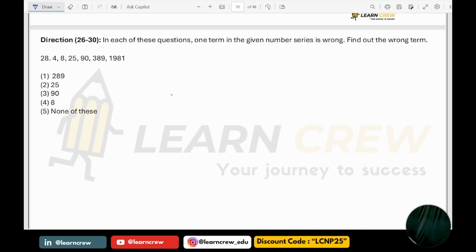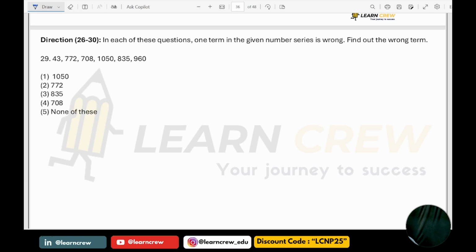Next, 4, 8, 25. So 4 into 1, 4 plus 2 square is 8. 8 into 2, 16 plus 3 square, 16 plus 9, 25. 25 into 3, 75. 75 plus 4 square is 91. So 90 is the wrong term.